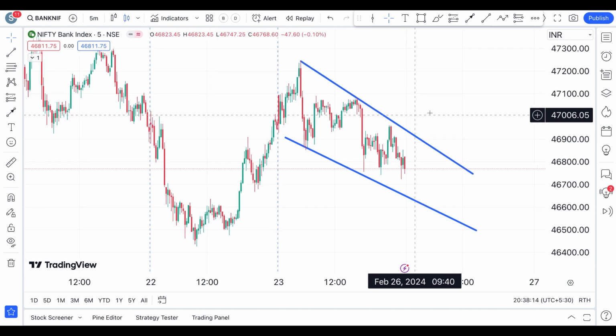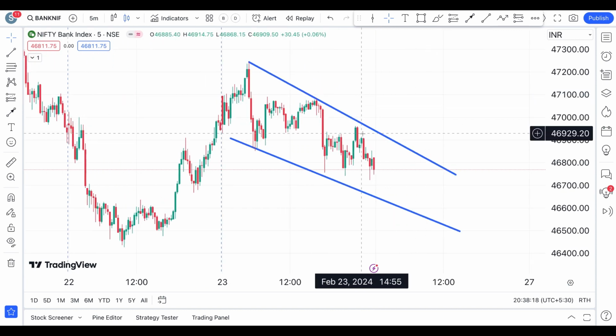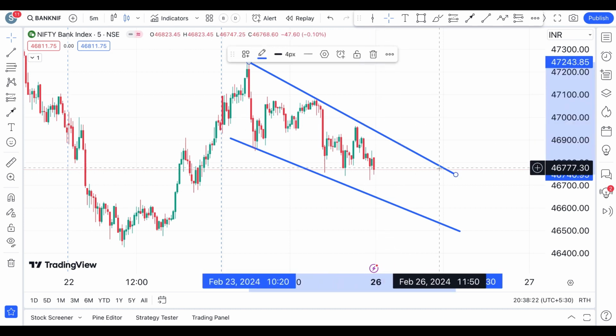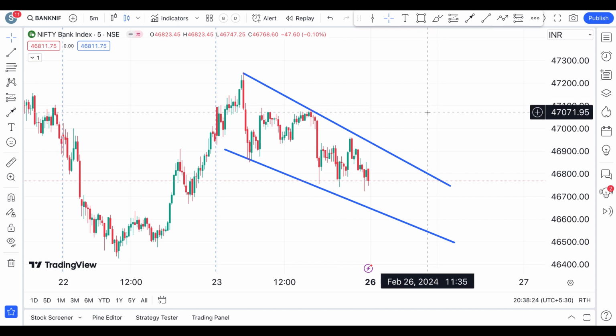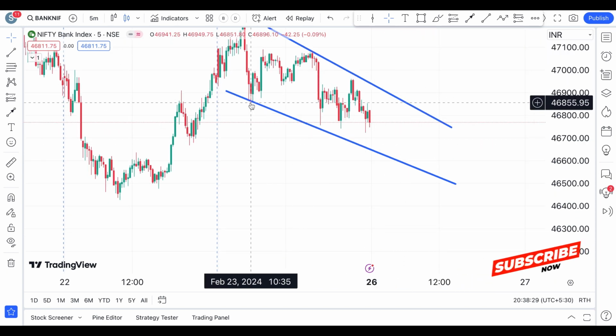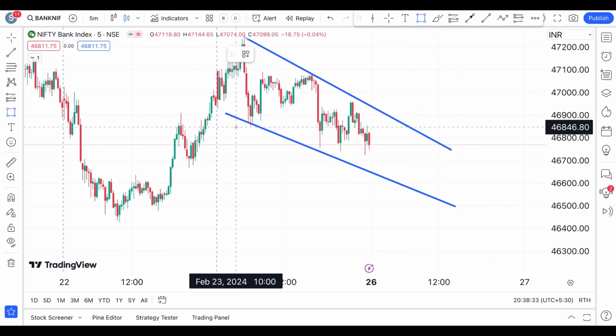So let's see where the opening is going to be. If you see the opening anywhere above this blue line, the uppermost blue line, and if you see any pullback, and if it is taking any support at this blue line, then there is a good chance for the Bank Nifty to start. But if it sees any breakdown from this level or this level, and you see all these horizontal levels, there are multiple horizontal levels here.